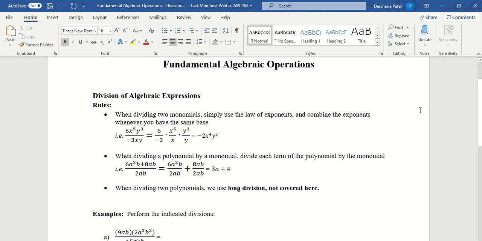Division of algebraic expressions. When dividing two monomials, simply use the law of exponents and combine the exponents whenever you have the same base. For example, if we have 6x to the 5 y to the 3 divided by negative 3xy, we take care of coefficients. So 6 divided by negative 3 will give us negative 2. X to the 5 divided by x, same base is being divided, we subtract the exponents, so we get x to the 4, and y cubed divided by y will give us 3 minus 1, 2 in the exponent for the y.